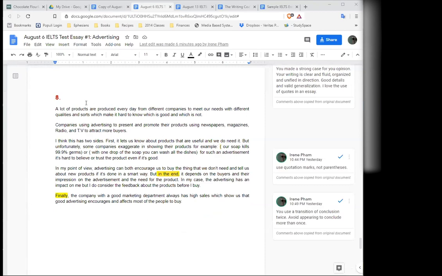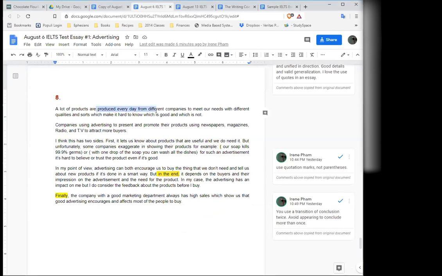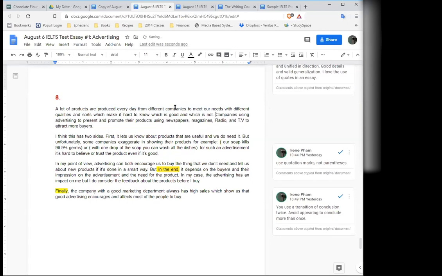Okay, number 8 here. "A lot of products are produced every day from different companies. Indeed, and it's hard to know which is which." Here's kind of a long introduction right here. It's taking you a little bit, just a couple of paragraphs. If you put them in one paragraph like this, let me see here. Maybe you meant to do that anyway. Maybe it was my fault. Maybe I'm the one who inserted that paragraph break.